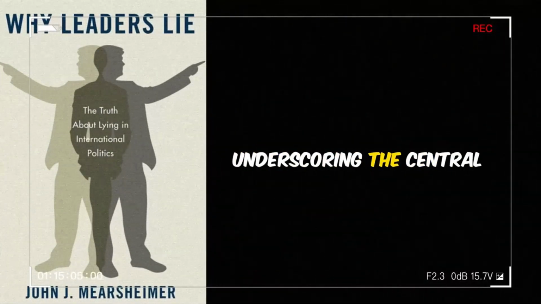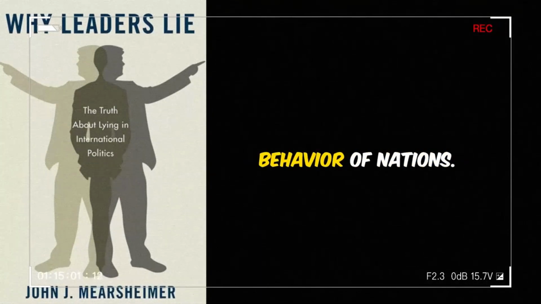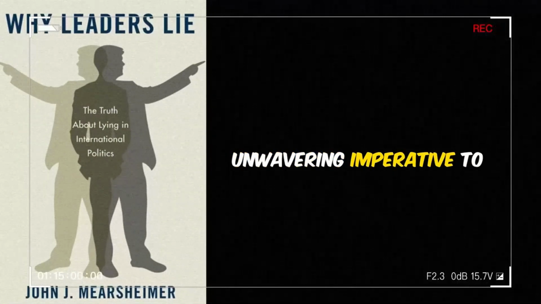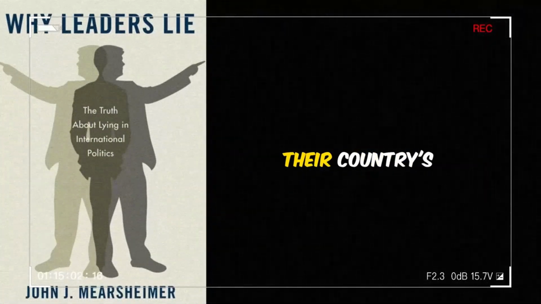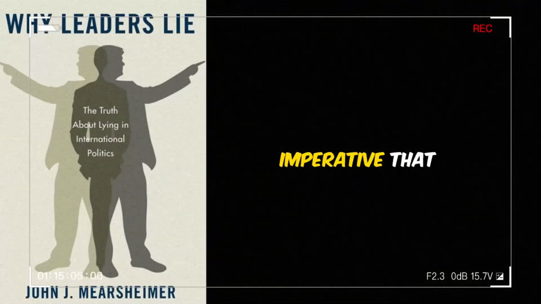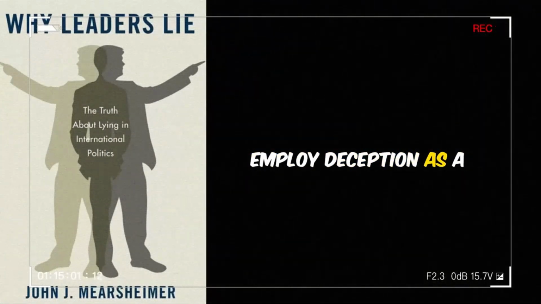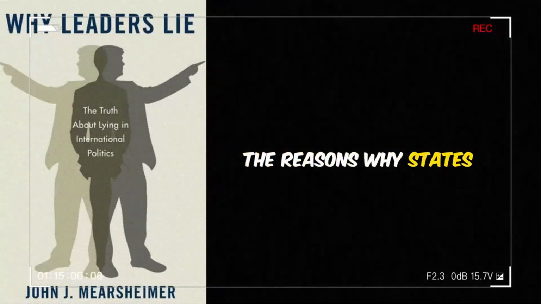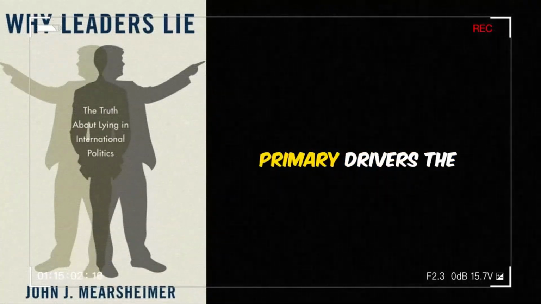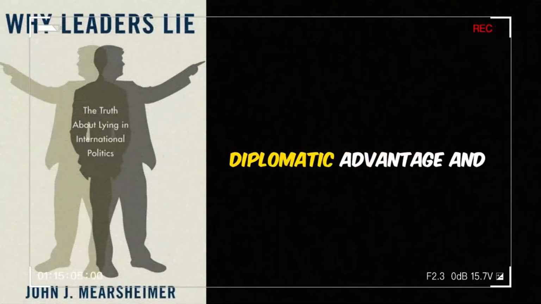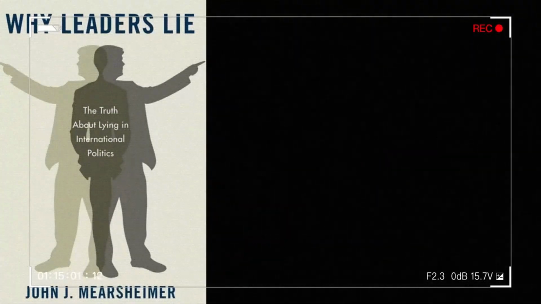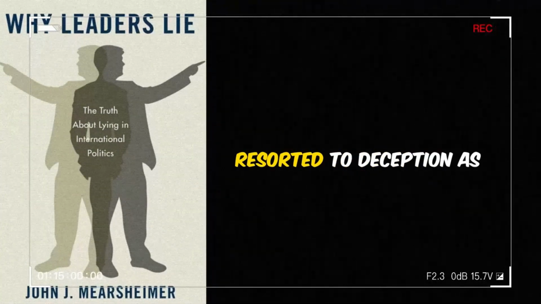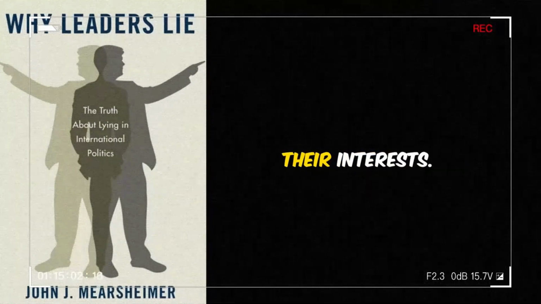Mearsheimer begins by underscoring the central role of national interest in shaping the behavior of nations on the international stage. Leaders are driven by an unwavering imperative to safeguard and advance their country's interests. It is this compelling imperative that sometimes leads them to employ deception as a strategic tool. The chapter systematically dissects the reasons why states engage in lying, highlighting three primary drivers: the pursuit of security, diplomatic advantage, and power. A central feature of the chapter is the examination of historical case studies where states have resorted to deception as a means of advancing their interests.